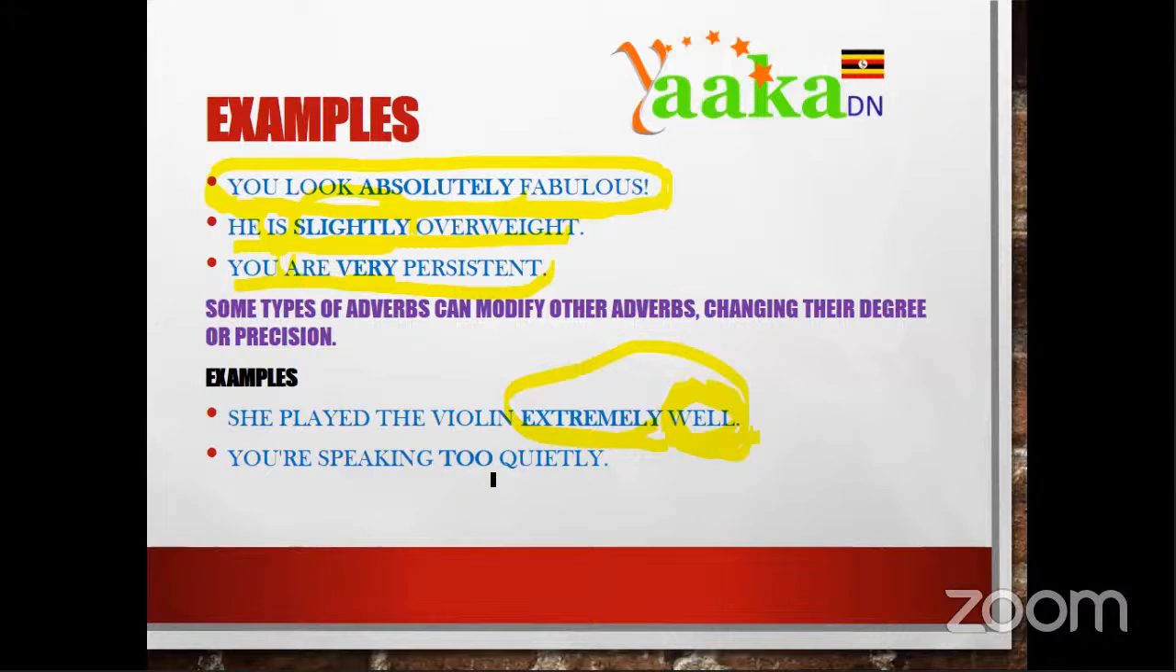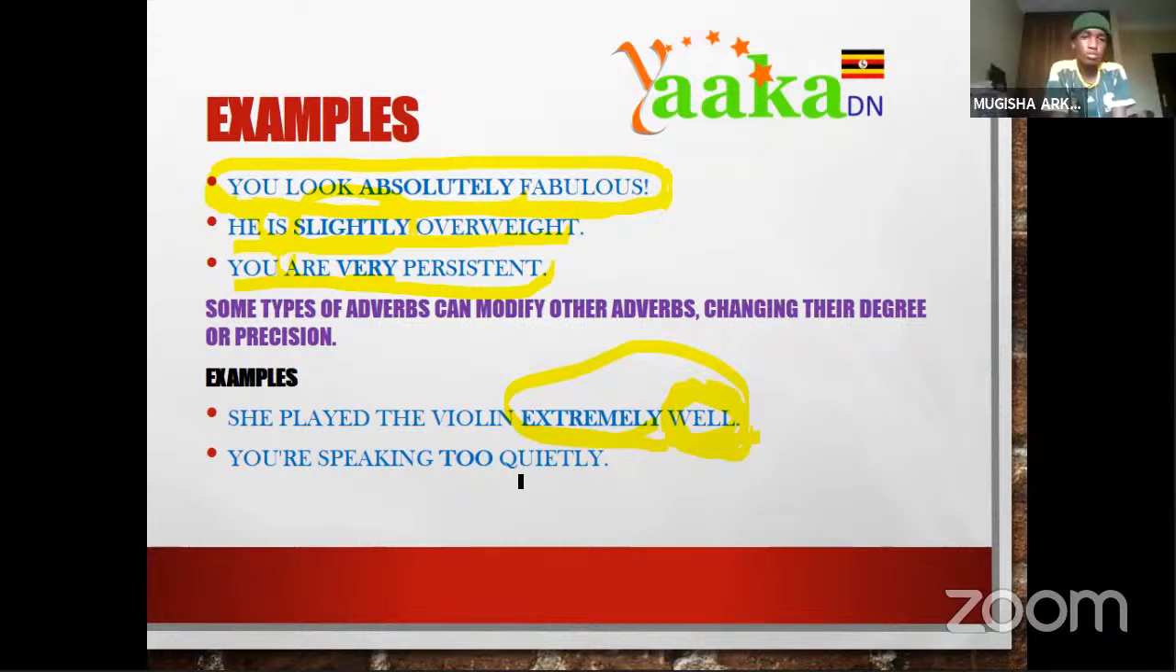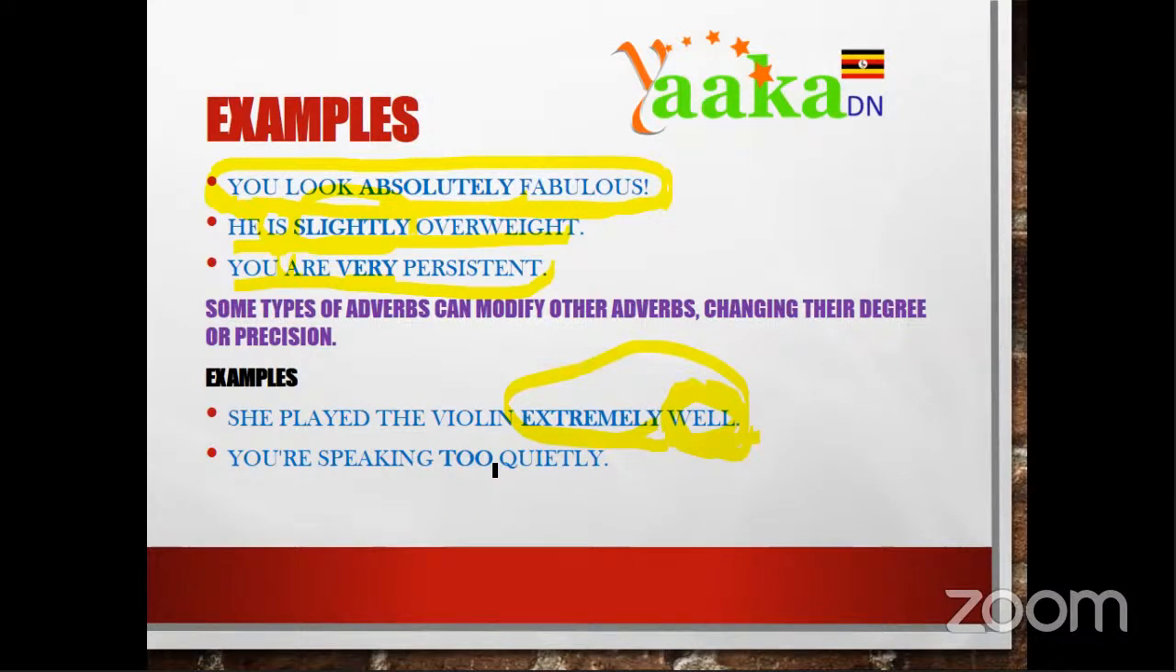So quietly is an adverb and too is an adverb. So too modifies quietly. When you say he's speaking quietly, how quietly does he speak? Is it slightly? Is it too, or is it so much? In here, the adverb too modifies quietly, and all of them are adverbs. So they all modify the verb speaking. These give additional meaning to the verb speaking.